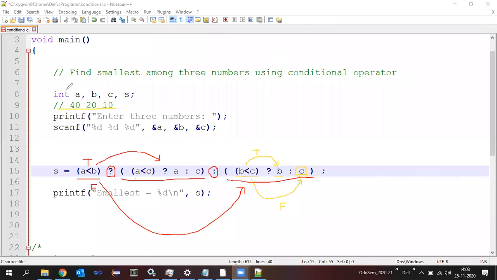Okay, now what we are trying to do in this program is find the smallest among three numbers. So we have taken three variables here, A, B, and C for the input, and S will store the smallest among those three variables. And we are trying to find the smallest using a conditional operator. So conditional operator means what?